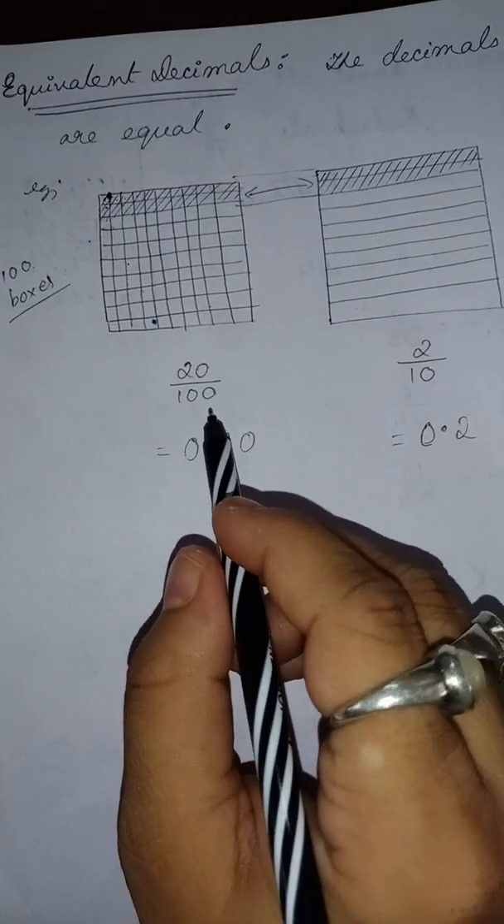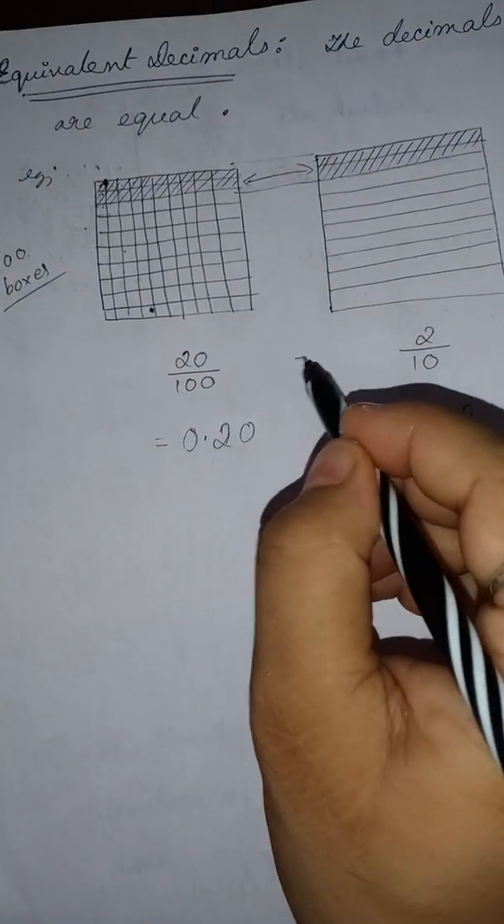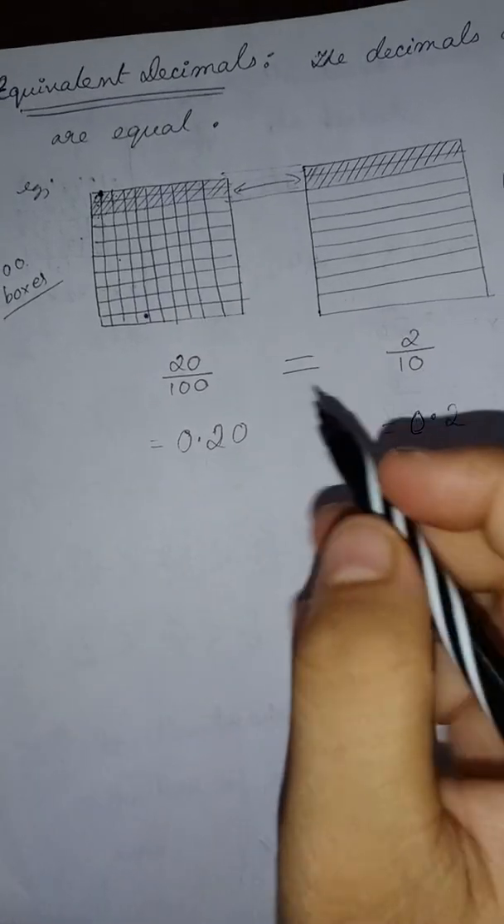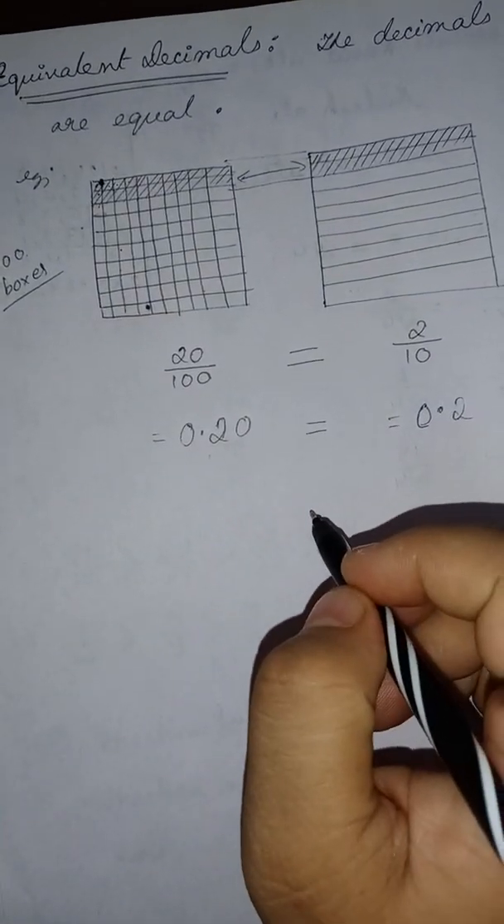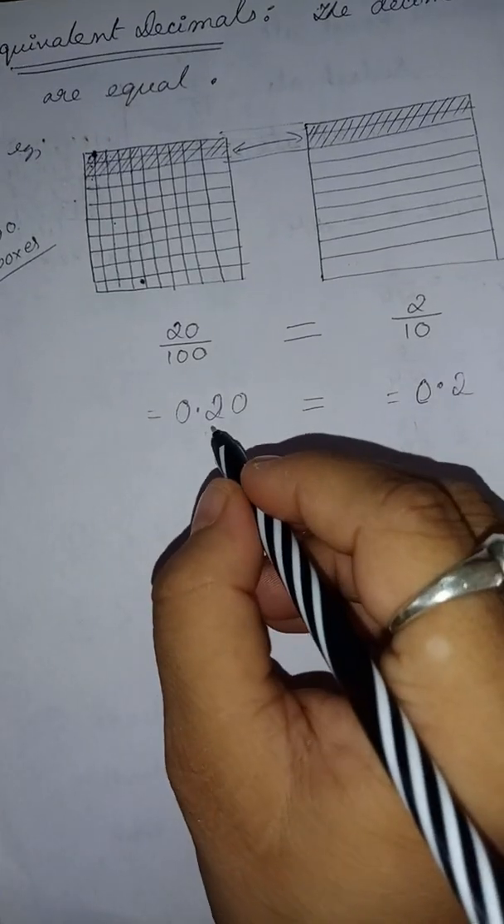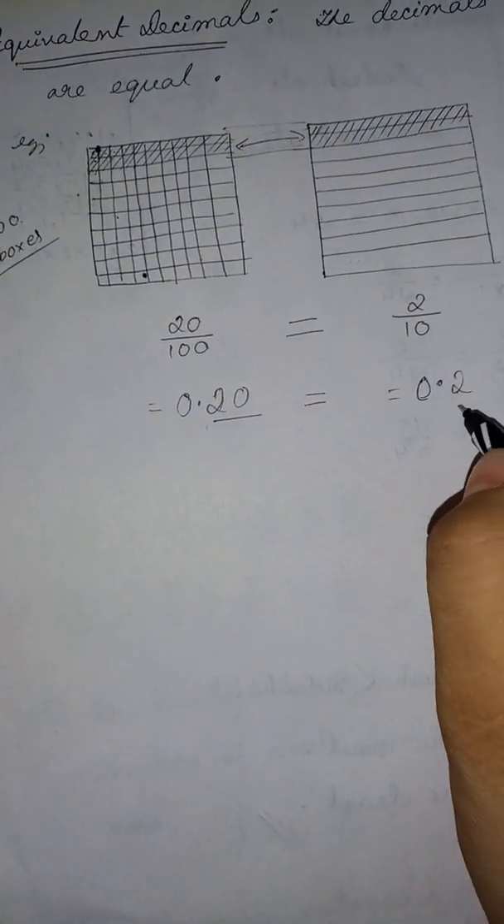So ultimately the same part of the box has been shaded. That means 20 by 100 and 2 by 10 represent the same thing, which means the decimals here and here represent the same thing. Then you might be thinking how it is the same, it is 20 and it is only 2.